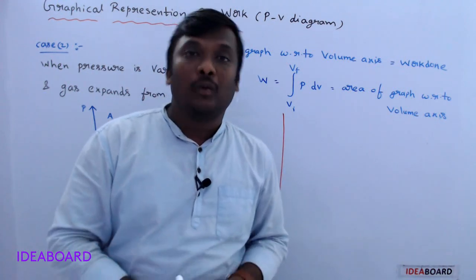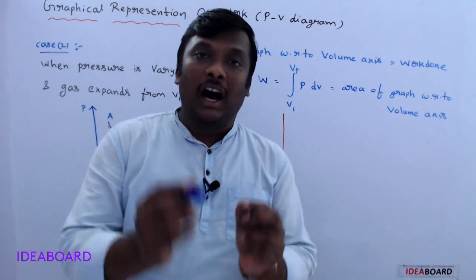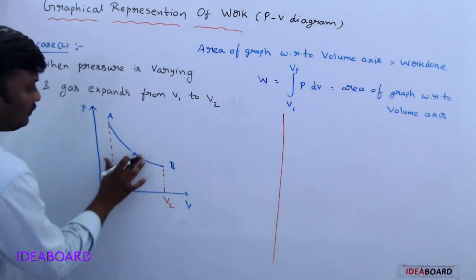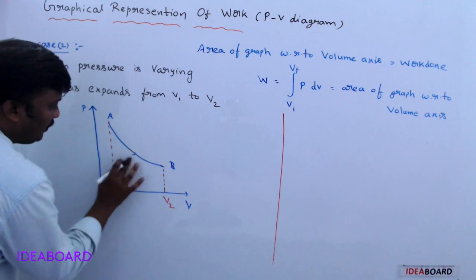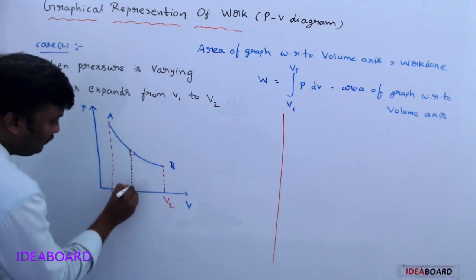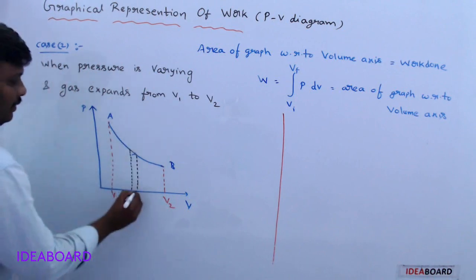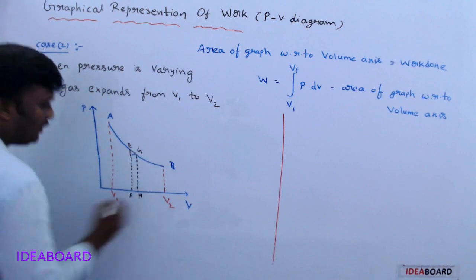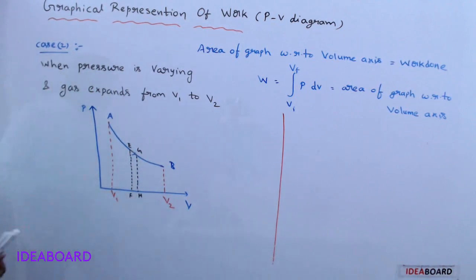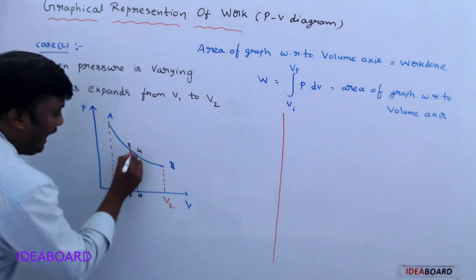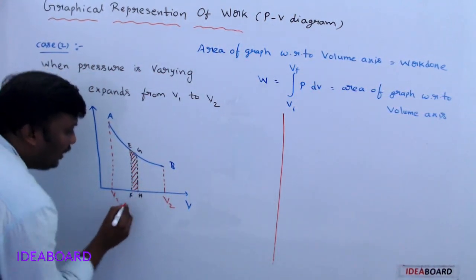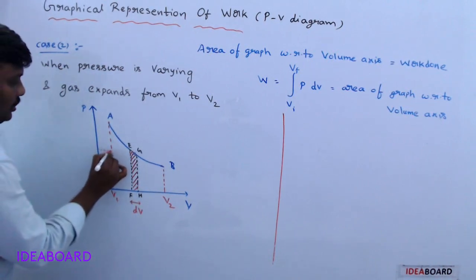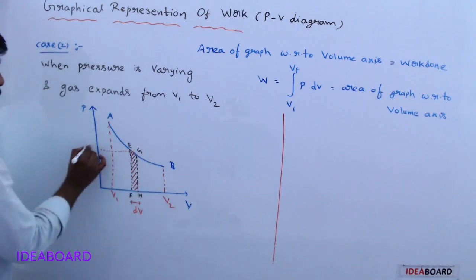In the integration method, you always take a small portion. So take a small portion here and name it E, F, G, H. This portion has a small volume. Let that volume be dV, and the pressure for this small portion is taken as P.